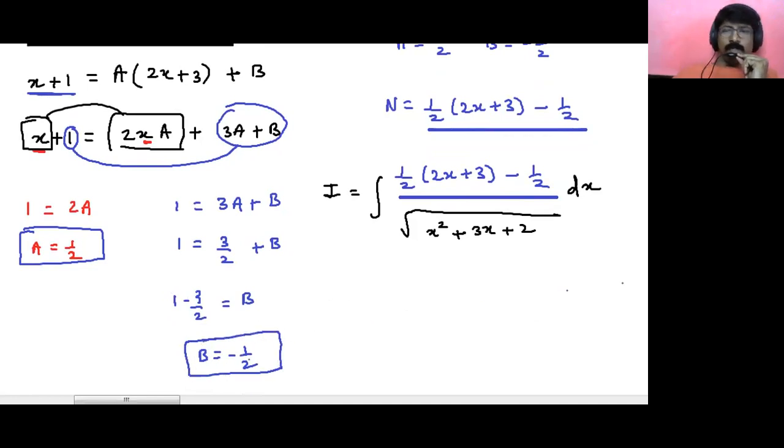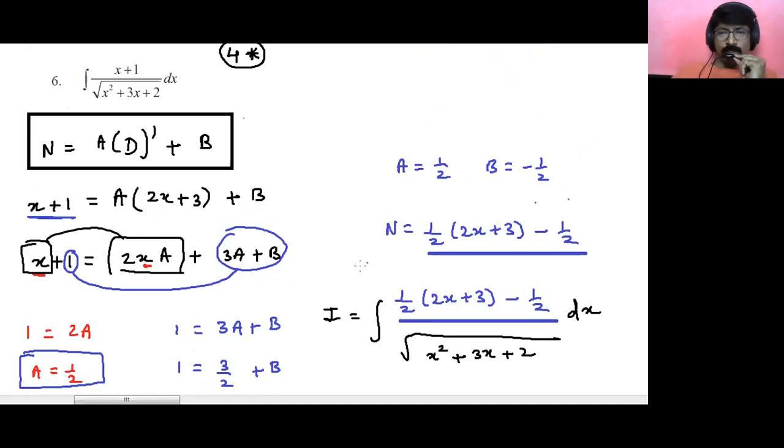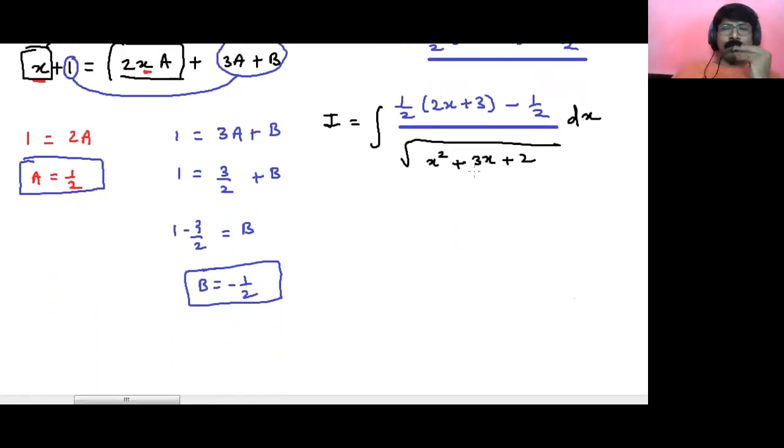Once we're done with that, we substitute it in the numerator. So the numerator is a into 2x plus 3, so half into 2x plus 3, minus half. We also copy pasted it in the integration as it is. Okay, now our integration is ready. So I'm just solving it further.